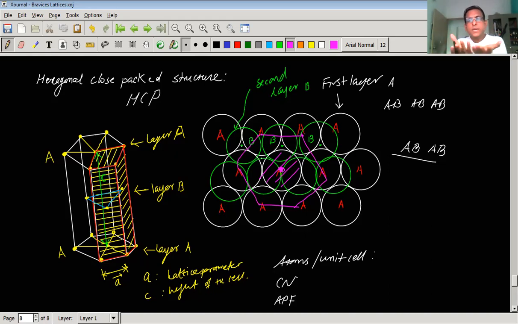So the base is hexagonal, and the second layer appears in the middle, made of B atoms, and the third layer is again on the A atoms, the same as the A layer. So what will happen? This is suppose the A layer, then in between we form another layer by putting the atoms in the valley B, and the third layer we obtain is identical to that of layer A.